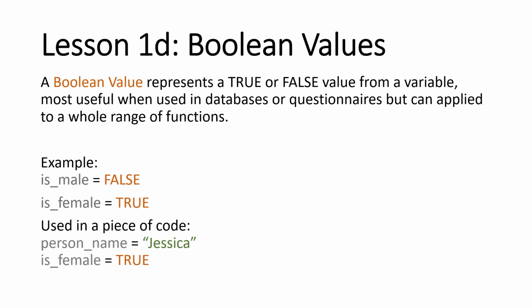Lesson 1D, Boolean values. A Boolean value represents a true or false value from a variable. Most useful when used in databases or questionnaires, stuff like that. So for example, we have is male equal false, is female equal true. That's an example of a Boolean value. And as you can see at the bottom there, we have a little example of it written in code.